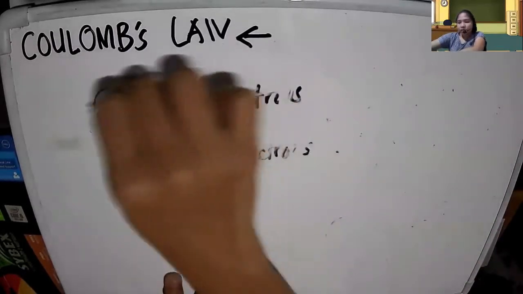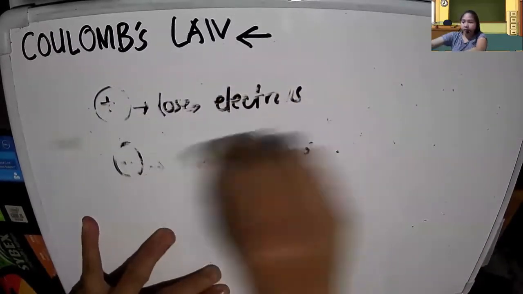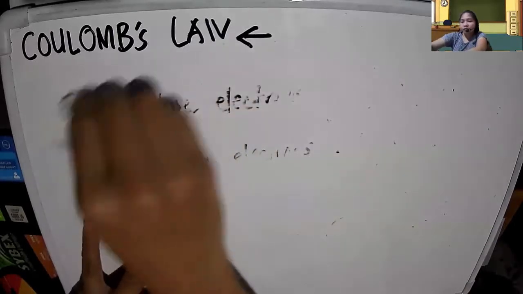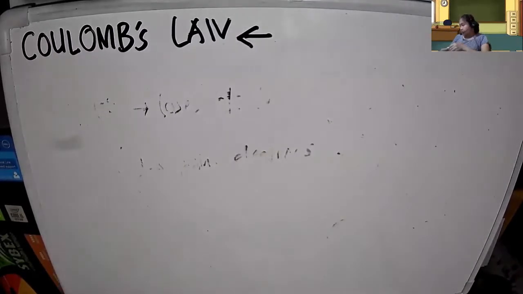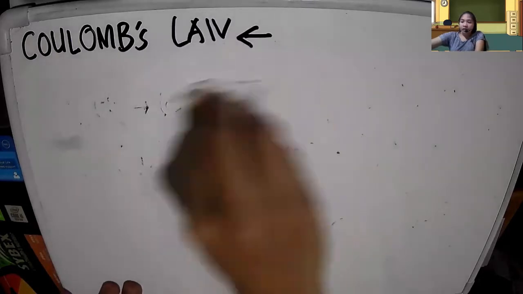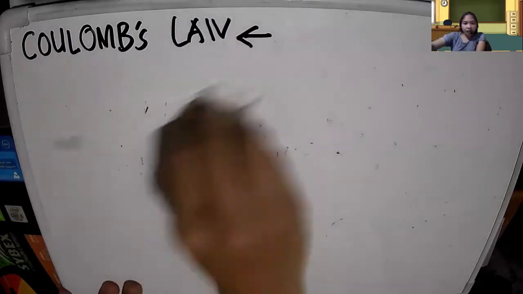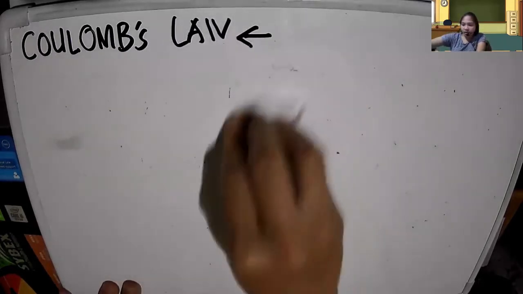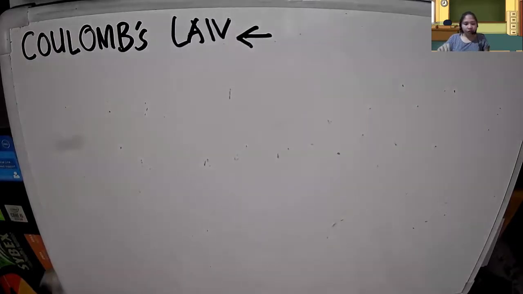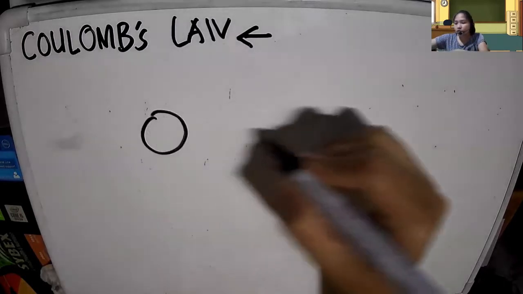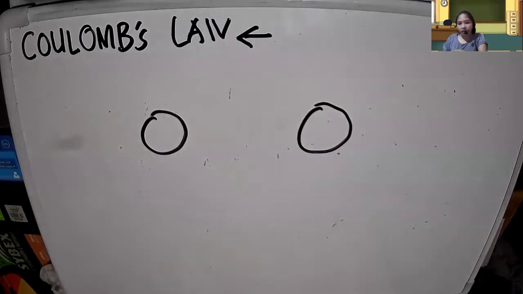So let's take a closer look at Coulomb's law. This was proposed by Charles Augustin de Coulomb. Charles Augustin was a physicist, and in his experiment, he was able to quantify or measure the force that's acting on two electrically charged particles. Let's go back to the two particles here.